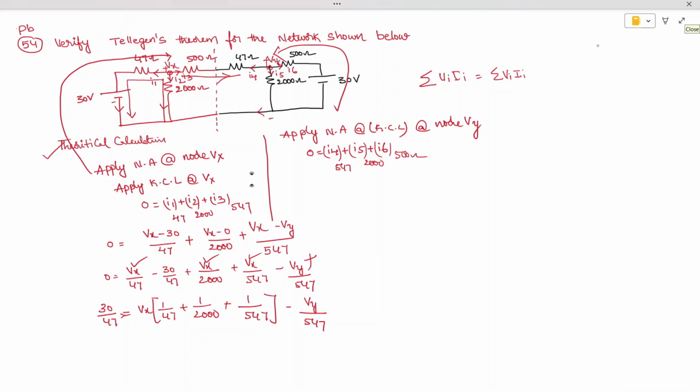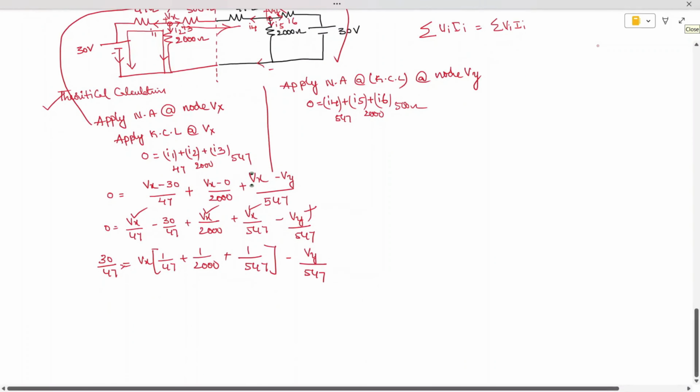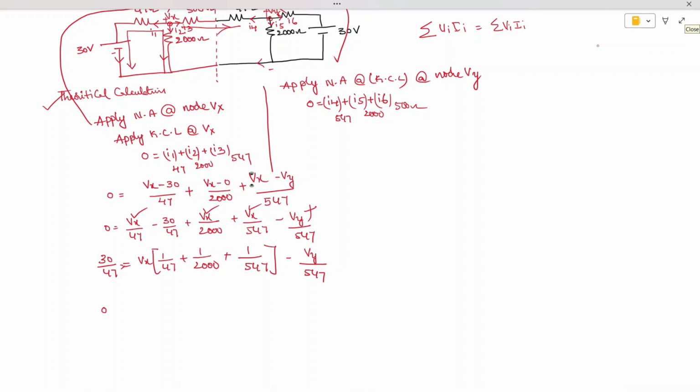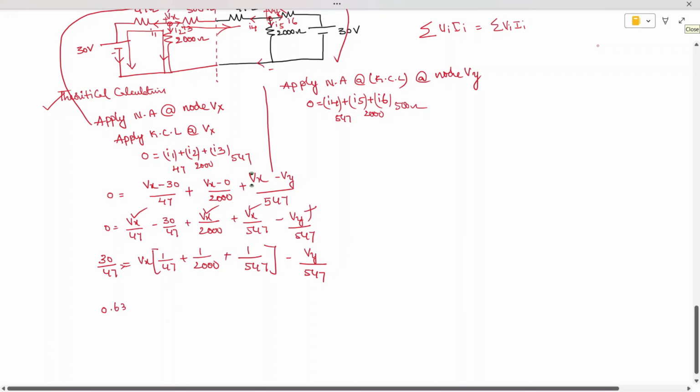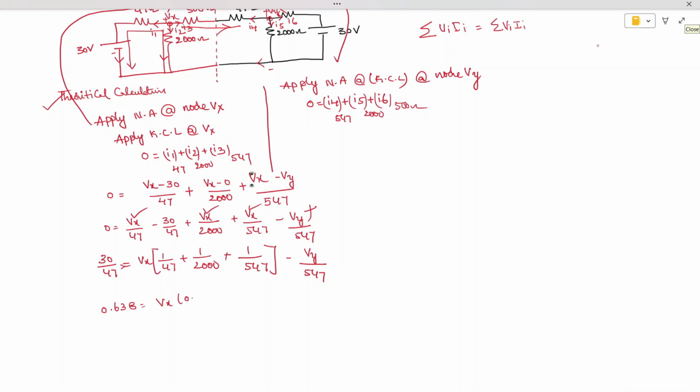Now when you look at this problem, use your calculator, and you are going to get this as 0.638 is equal to Vx of 0.023 minus Vy of 0.001.